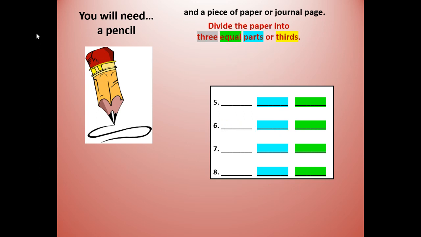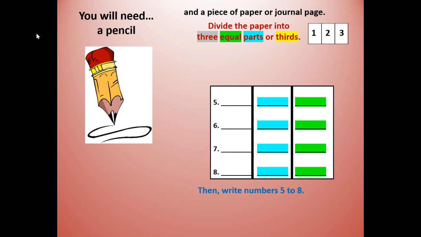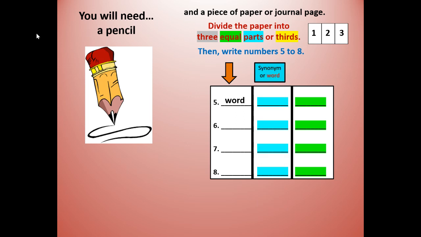On the paper, you're going to divide the paper into 3 equal parts or thirds, 1, 2, 3 columns, and then you can draw 2 lines like I just showed you. Then write numbers 5 through 8. And for each number, you're going to write the targeted word. Then in the next column, you're going to write a synonym or a word that means the same.